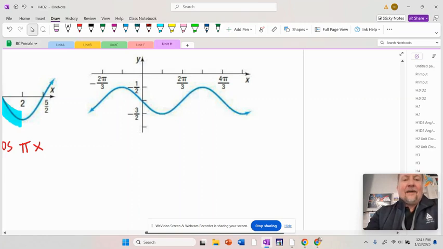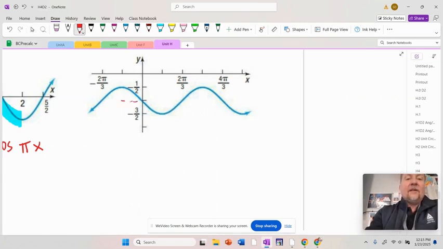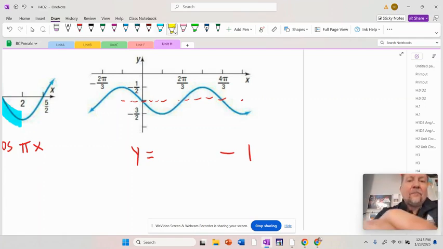All right, and then here we go. How far did we go down? Down 1. So we already have y equals, and then we have a -1 at the end. That's it. That's all we're learning today, and then I'll leave you be.